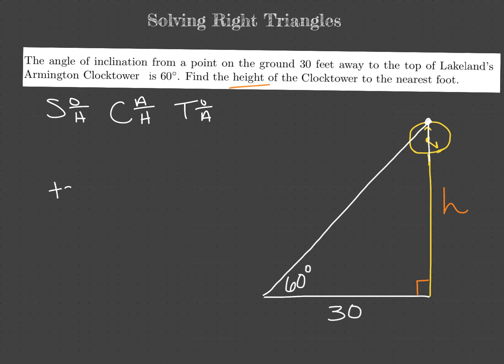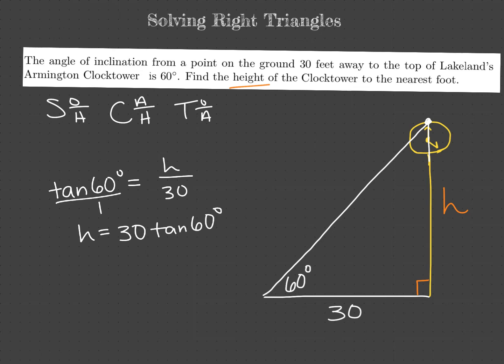Therefore, we know that the tangent of 60 degrees equals the opposite side, H, over the adjacent side, 30. Then when we cross multiply, we'll have that H equals 30 times the tan of 60. Plugging this into our calculator gives us 51.96. Actually, we want it to the nearest foot anyway. So the nearest foot is just the nearest whole number. So H is approximately 52 feet.